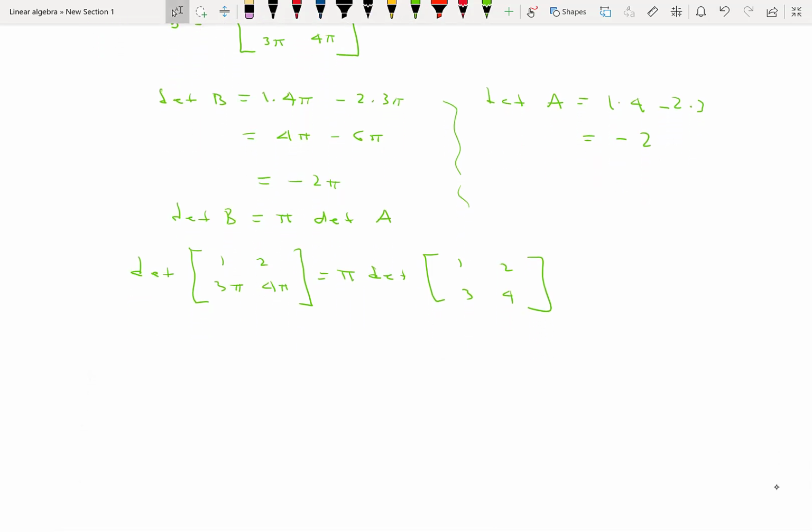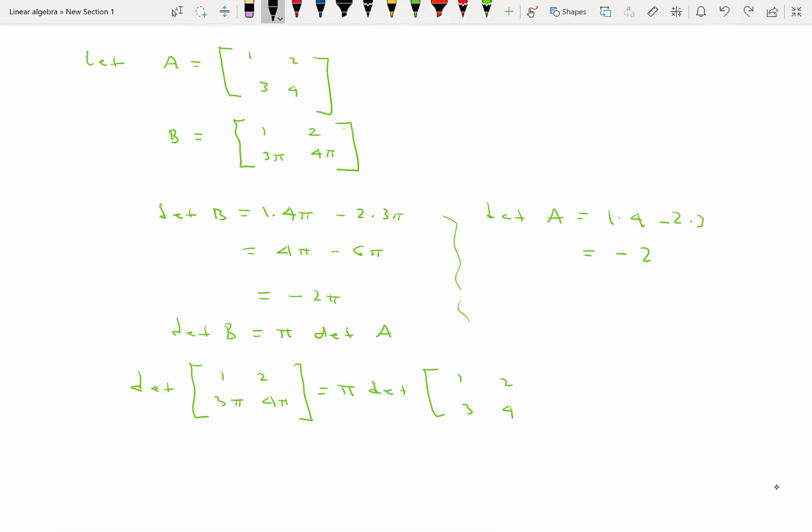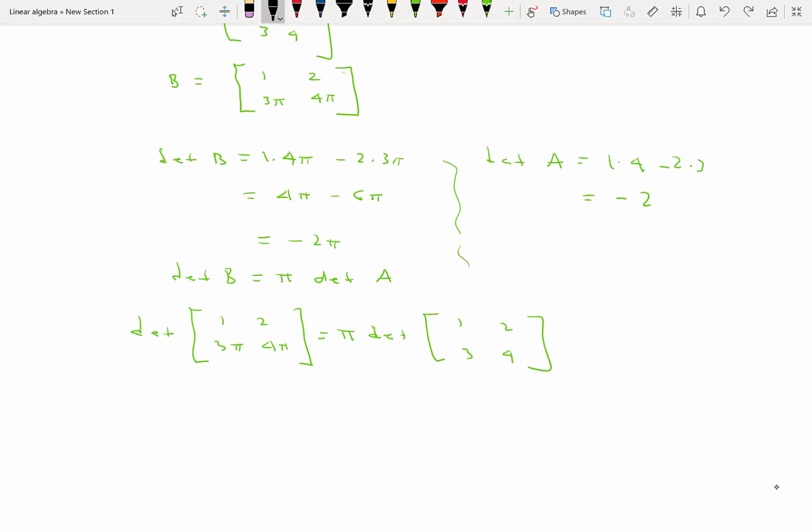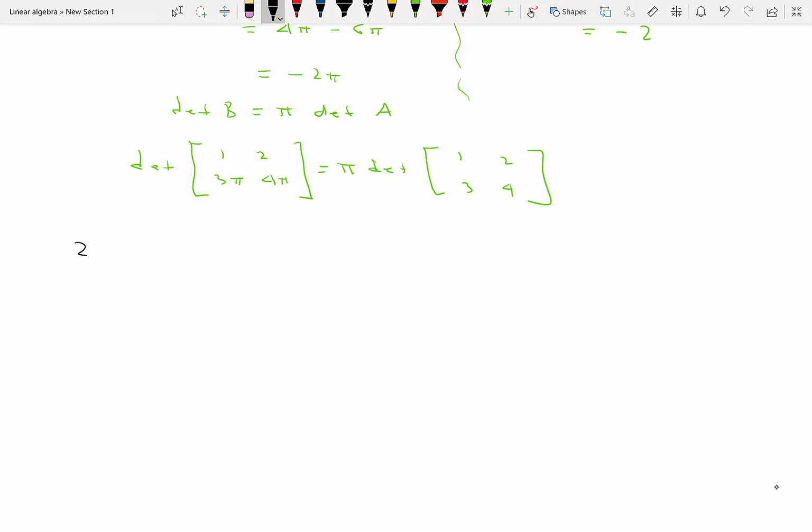So let's put all this together in part 2 of the theorem. Part 2 of the theorem here. Hang on a second. Let me correct my little blunders here. Part 2 of the theorem.